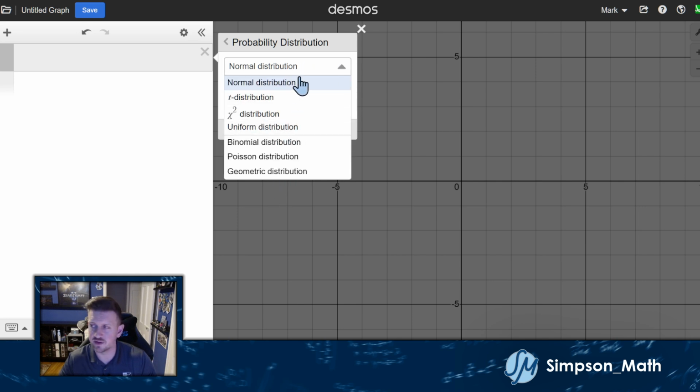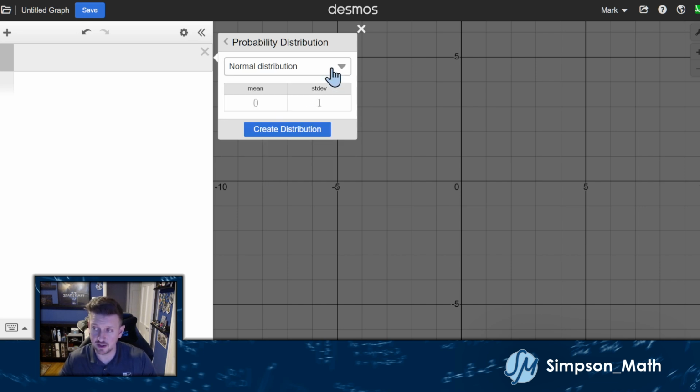These top four above the line are continuous. These bottom three are discrete. You might get to those later. Notice it's gray. We have a gray 0 and a gray 1. Throughout the Desmos platform, whenever you see a gray value, that is the default value. So if you don't do anything, it will input those values. I'm going to go ahead and input a mean of 100 and a standard deviation of 15.